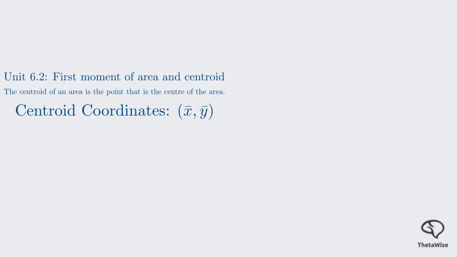For shapes with symmetry, the centroid is easy to find. For example, for a circle, the centroid is right at its center. For a rectangle, it's where the diagonals intersect. And for a triangle, it's the intersection of the medians, which are lines from each vertex to the midpoint of the opposite side. But what about irregularly shaped areas?